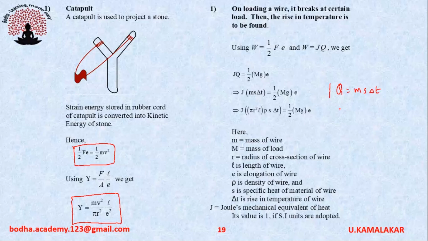Since density is equals to mass by volume, we get J into pi r square L into rho into S into delta T is equals to half mg into E, where rho is density of the wire, S is specific heat of wire, delta T is change in temperature of wire.